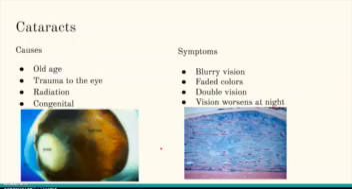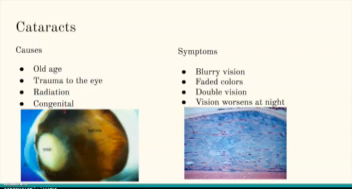A cataract is the clouding of the lens in your eye. The most common cause of cataracts is old age, because as you age, the lenses in your eyes deteriorate, causing them to lose transparency. Other causes are trauma to the eye, such as getting poked or scratched in the eye, radiation, such as UV rays from the sun, and congenital, which means you were born with it. Symptoms of cataracts include blurry vision, faded colors, double vision, and vision worsening at night.